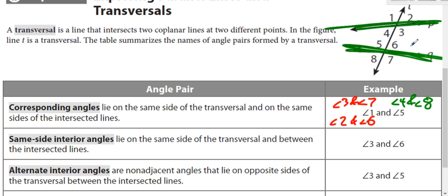And then they have to be same side. So 3 and 6 are on the same side. They're both on the right side. And 4 and 5 are both on the same side. They're on the left side. So angle 3 and 6 and angle 4 and 5, they're both same side interior.